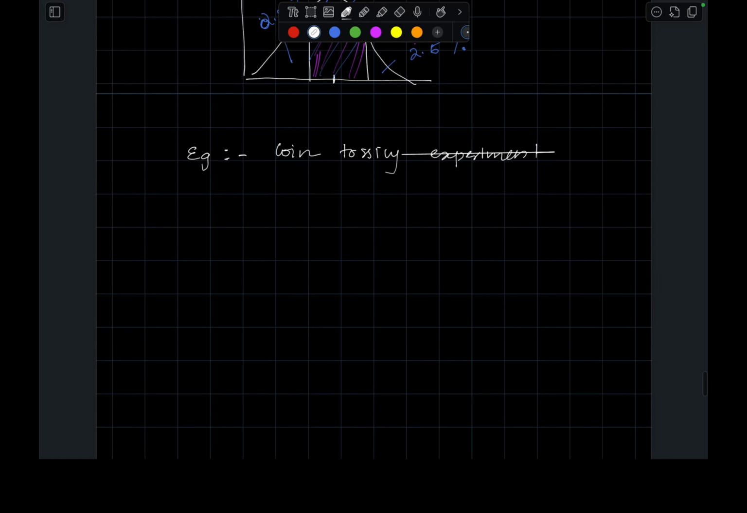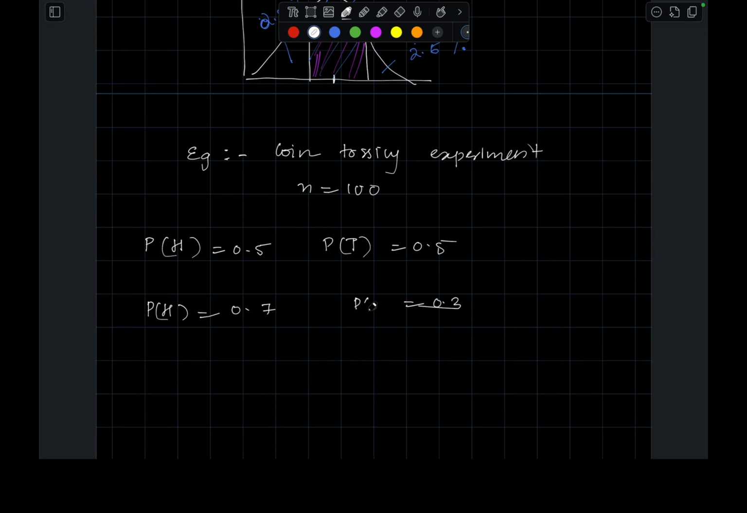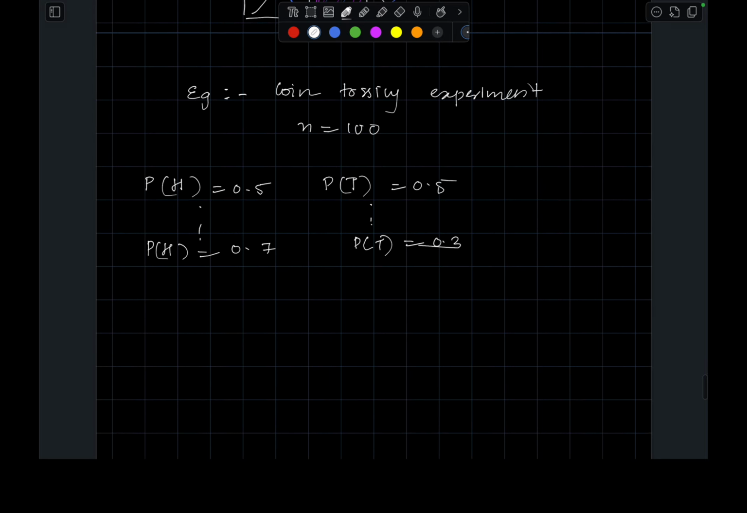In the coin tossing experiment, we don't know whether the coin is fair or not. So we have to check if the coin is fair or not. In that particular case, if we are, let's say, tossing the coin 100 times, the probability of head and the probability of tail can take any value between 0 and 1, right? So let's say it can take 0.5, 0.5, maybe it can take 0.7, 0.3 or so. It can take any value between 0 and 1.